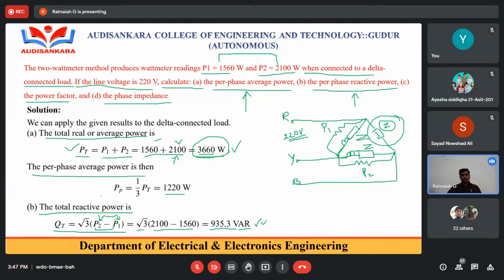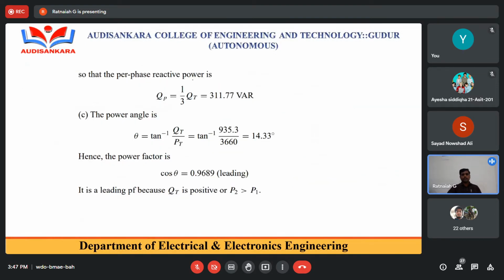Same. This is the total power, and per phase power you can take by dividing by 3. If it is a total reactive power, then for the per phase power, again we can divide by 3. So the total power is nothing but Qt. Now the per phase reactive power is Qp equal to Qt by 3, and it gives 311.77 volt ampere reactive.